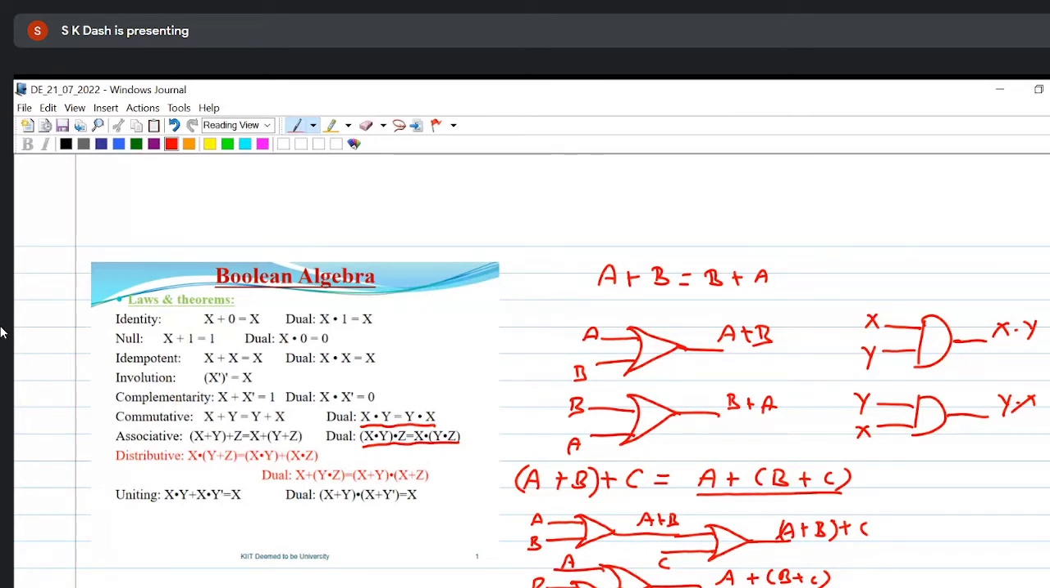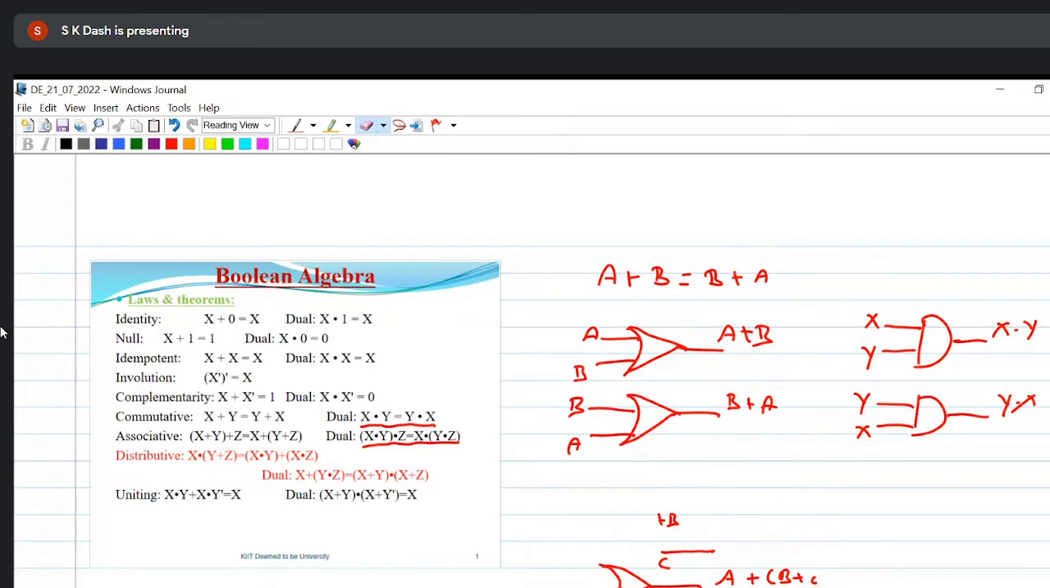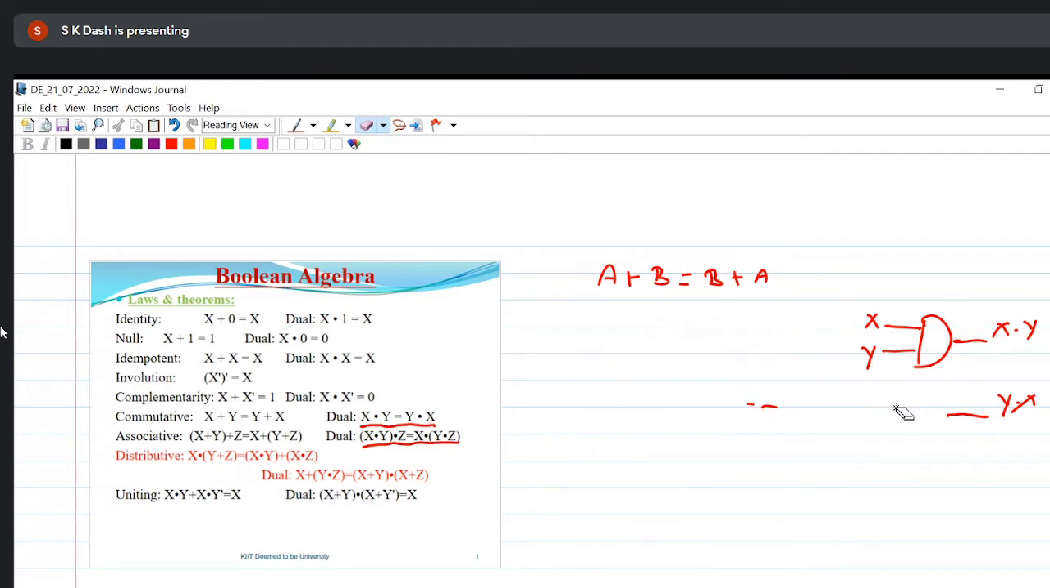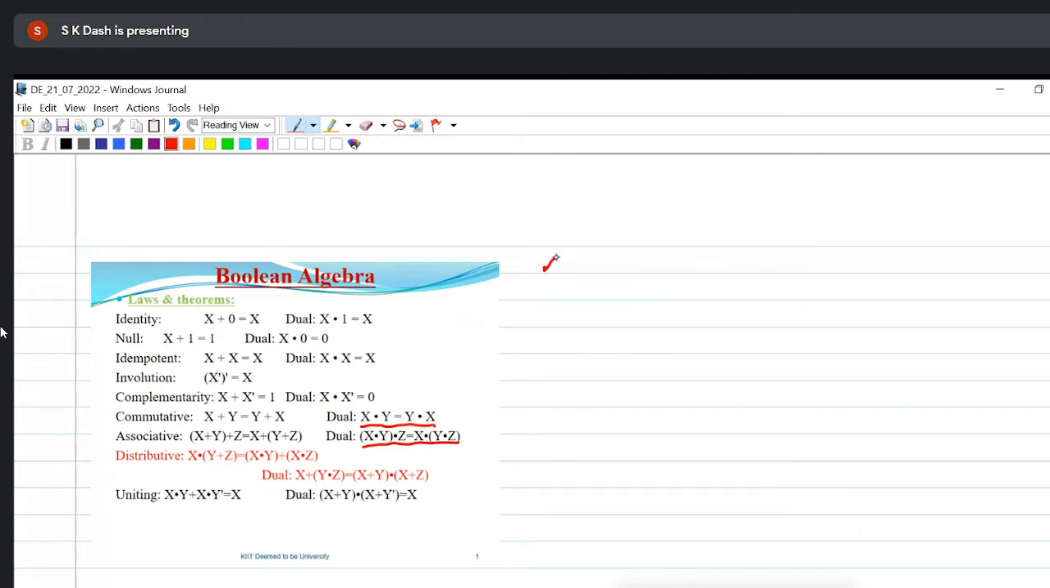Next one, distributive. What do you mean by distributive? A dot of B plus C is equal to A dot B plus A dot C.